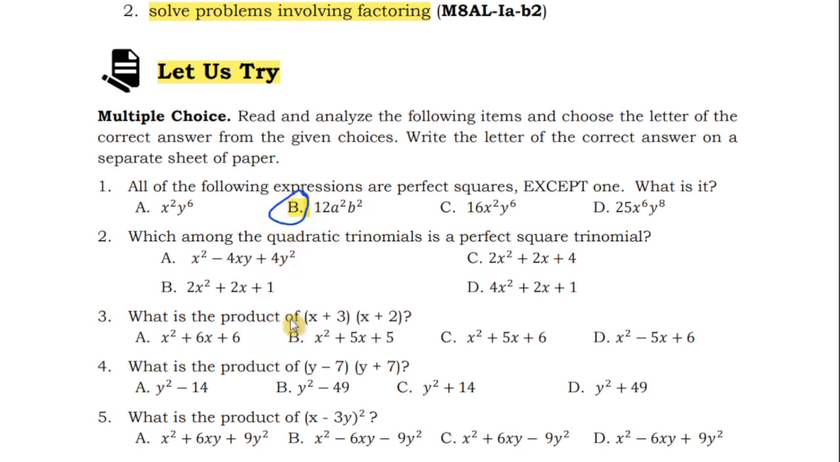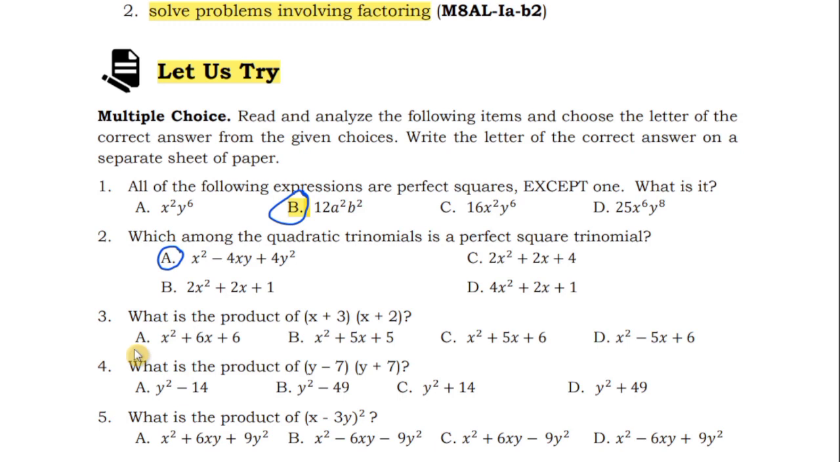For number 2 we have: which among the quadratic trinomials is a perfect square trinomial? Letter A, x squared minus 4xy plus 4y squared. B, 2x squared plus 2x plus 1. C, 2x squared plus 2x plus 4. And D, 4x squared plus 2x plus 1. Among these choices, A is the answer.